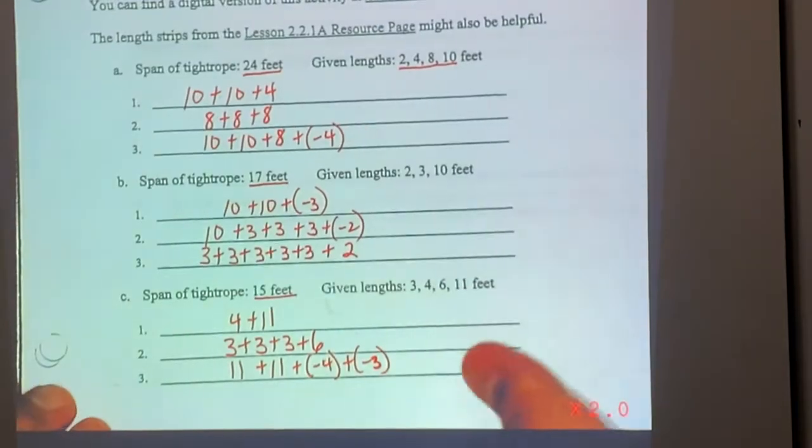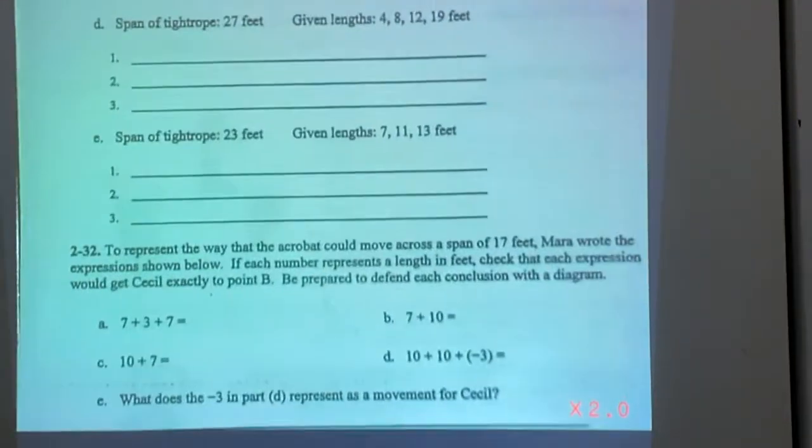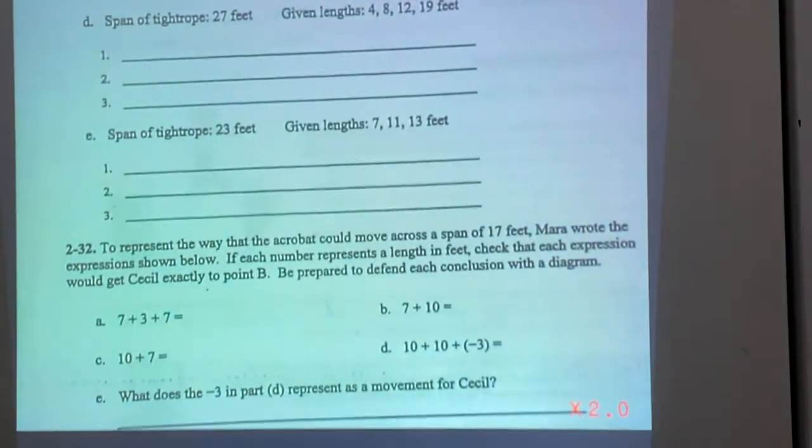Go to the next side. Oh, there's a lot of these. Okay, no biggie.